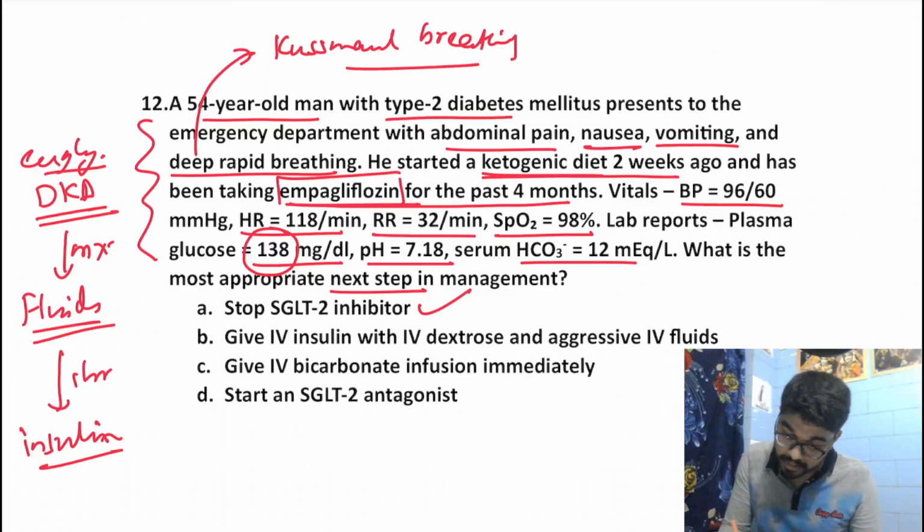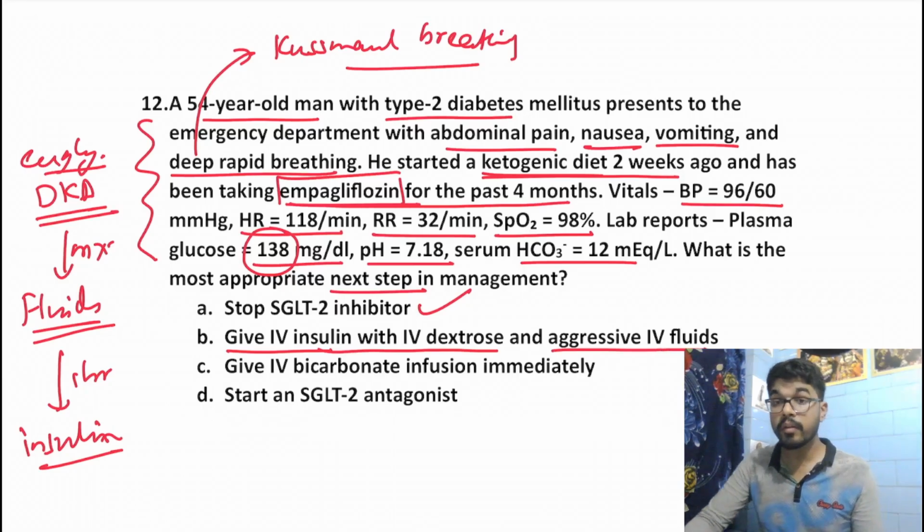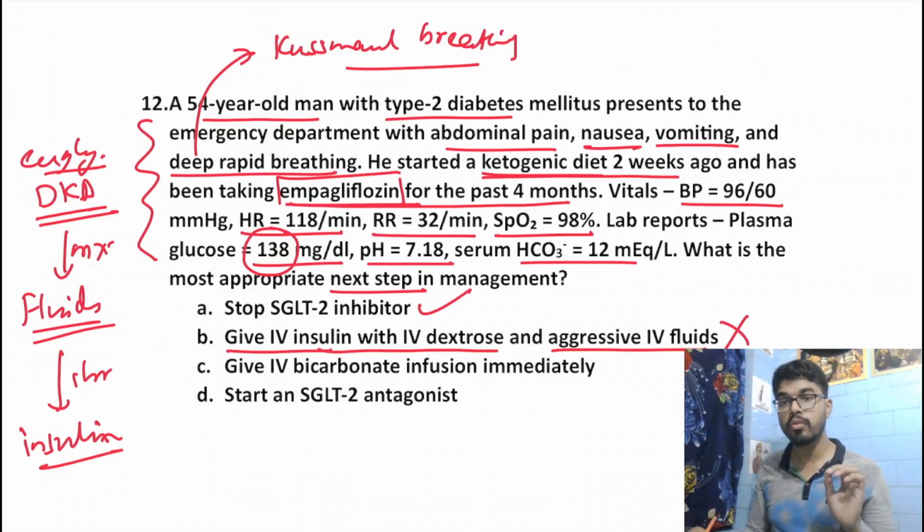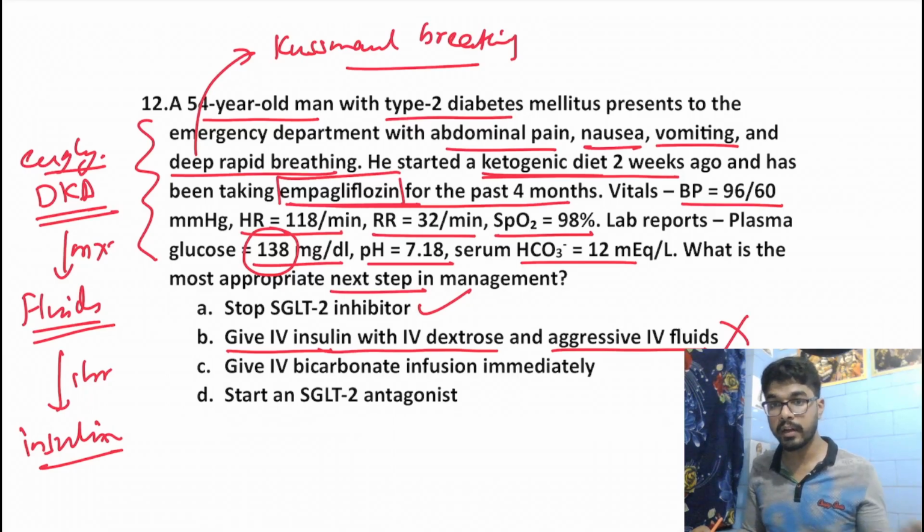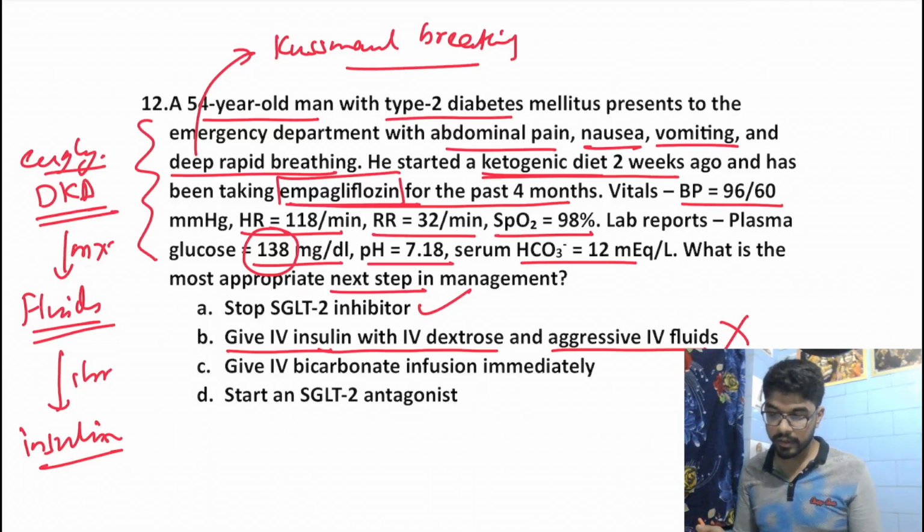So moving on to the next option, give IV insulin with IV dextrose and aggressive IV fluids. This seems to be a very correct answer, but this is an incorrect statement because we do not ever provide insulin along with IV fluids. It's always IV fluids, and after around an hour we would give insulin. Otherwise that can lead to a vascular collapse because insulin has the property of causing vasodilatation. And if insulin causes vasodilatation in an already dehydrated patient, that can be fatal.